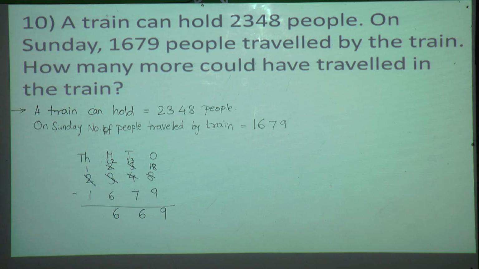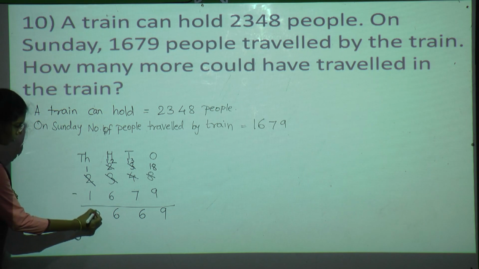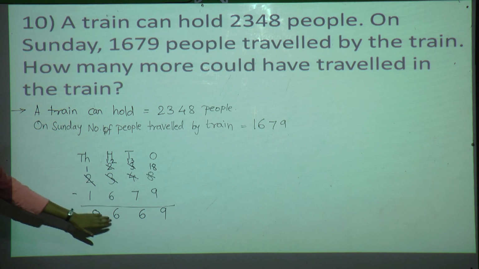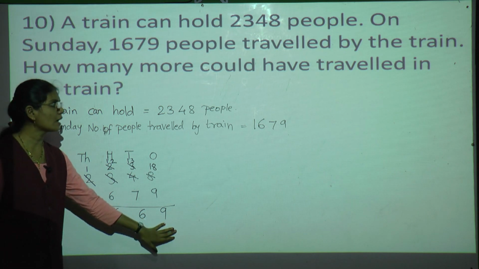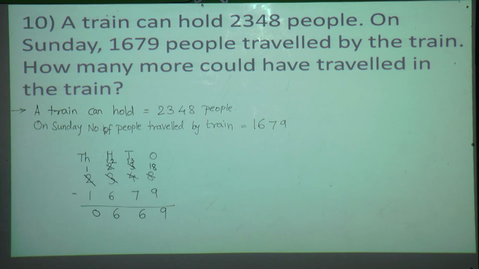Okay. Then go to the thousands place. Here 1 is there and here also 1 is there. 1 minus 1 is equal to 0. Okay. So what is the answer? The answer is 669 more could have traveled in the train. So in this way you can write the answer in the sentence. Okay.